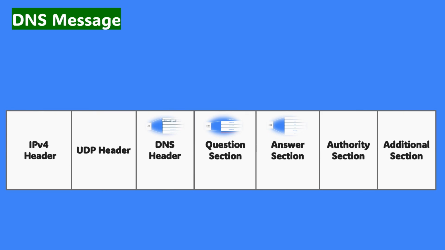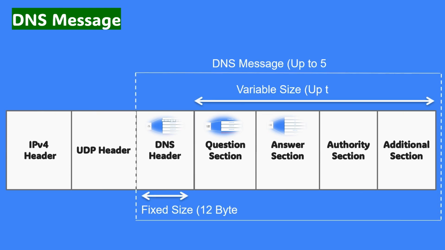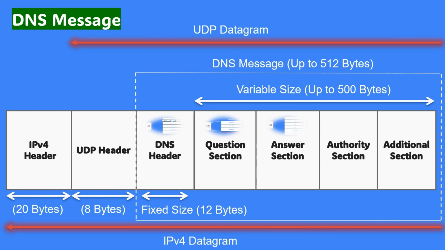Next, we are going to look into the DNS message. So DNS message is a combination of fields which we have in the DNS and how a packet is created. In the DNS message, which is up to 512 bytes, it comprises of the DNS header, question section, answer section, authority section, and additional section. And these are all very important sections we have in the DNS message.